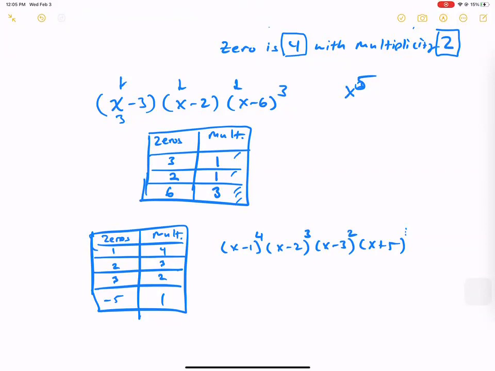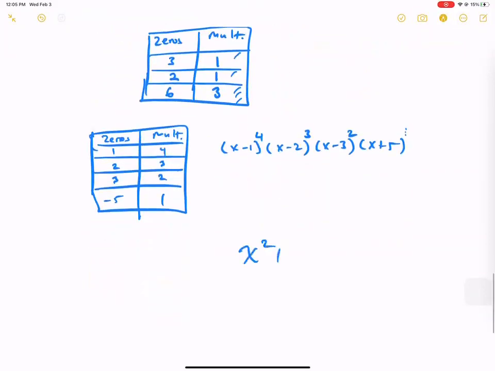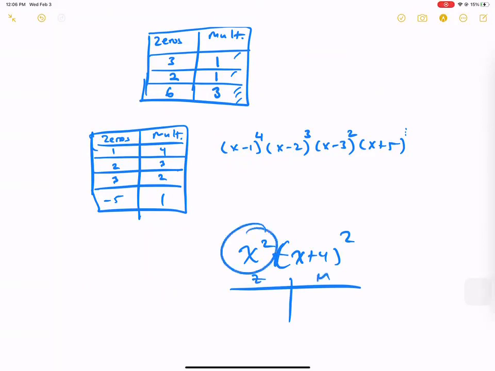Just FYI, if you do see something like x squared times x plus 4 squared, the table would be zeros and multiplicities. What's a zero here? The zero is 0. That's a 0, happens 2 times. Negative 4 happens 2 times, okay?